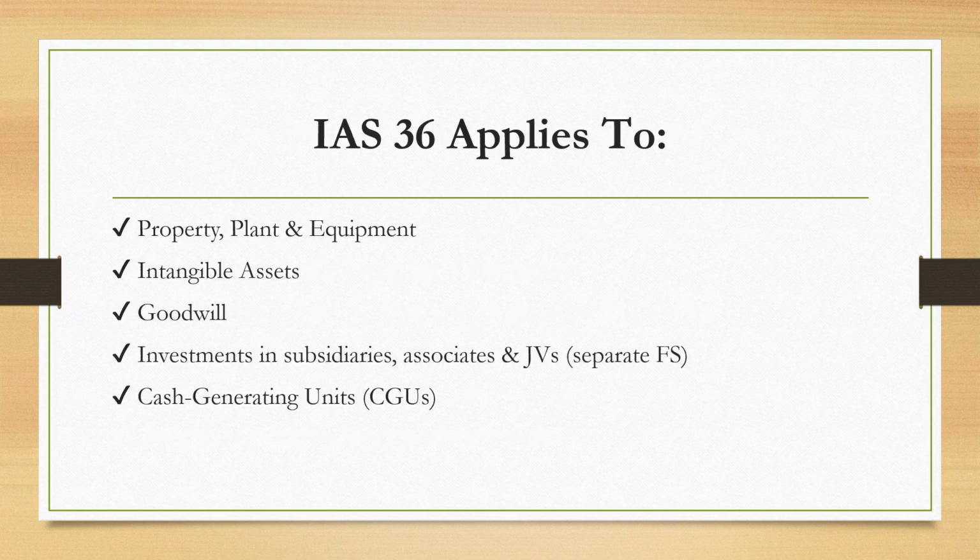IAS 36 applies to most non-current assets. This includes property, plant and equipment, intangible assets, goodwill, and even investments in subsidiaries, associates, and joint ventures when they are shown in separate financial statements. It also applies to cash generating units, or CGUs, which we'll discuss in detail later.